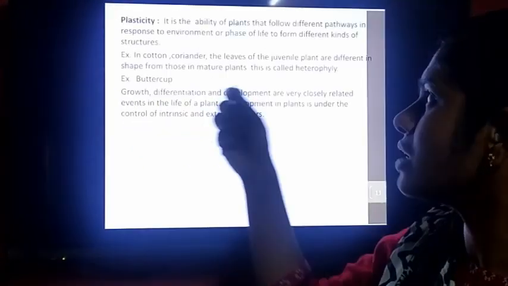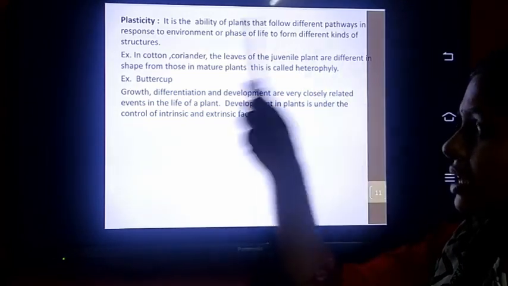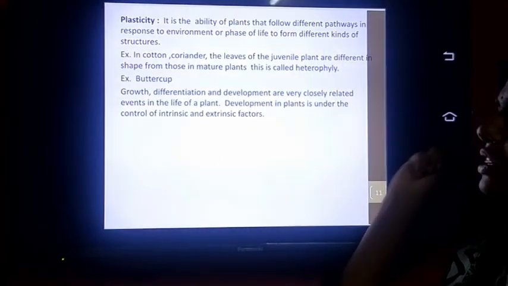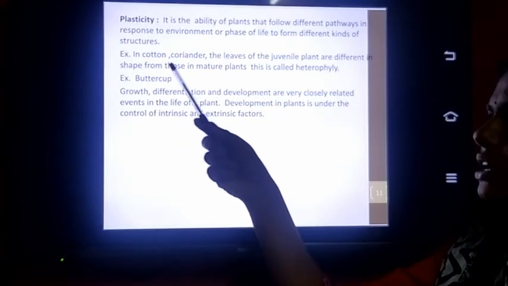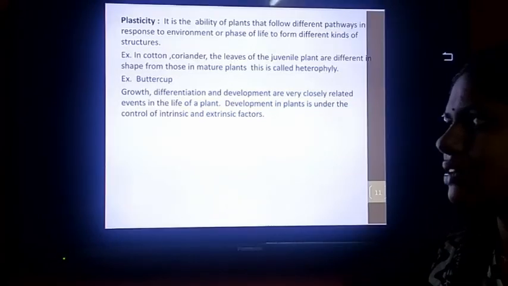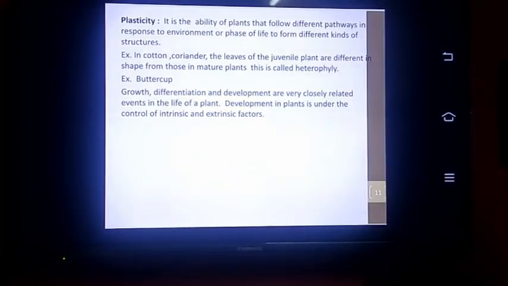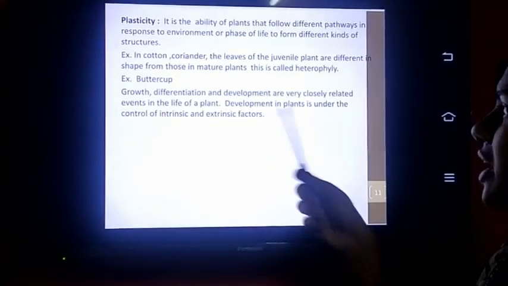Plasticity is the ability of plants to change their structure in response to the environment or life phases. Examples for plasticity are coriander and buttercup. And next is growth, differentiation and development.